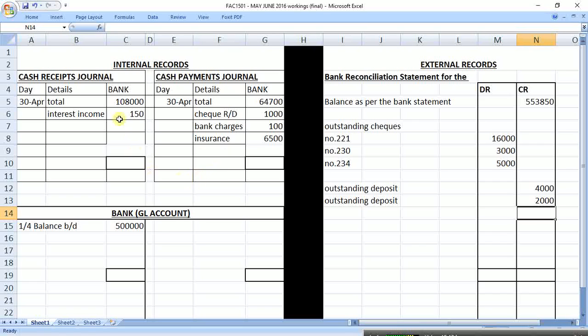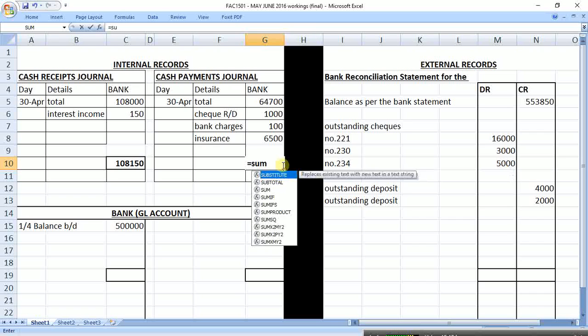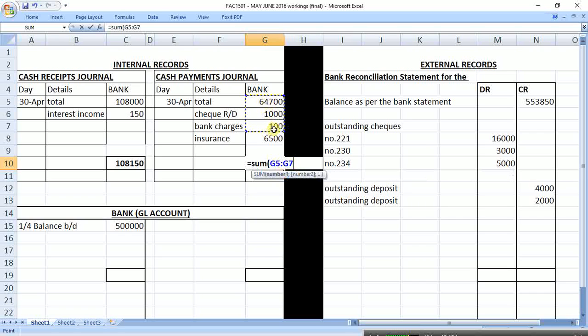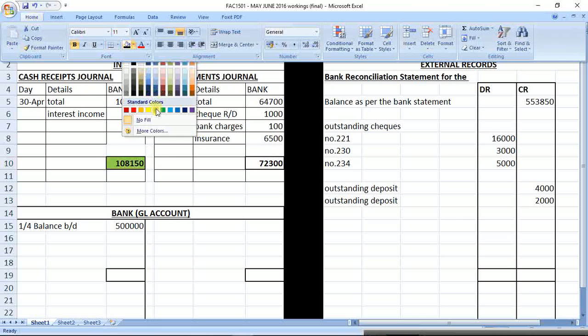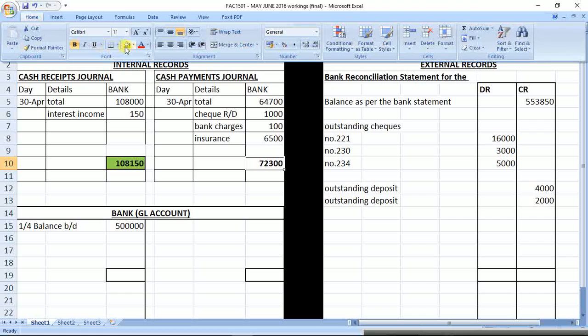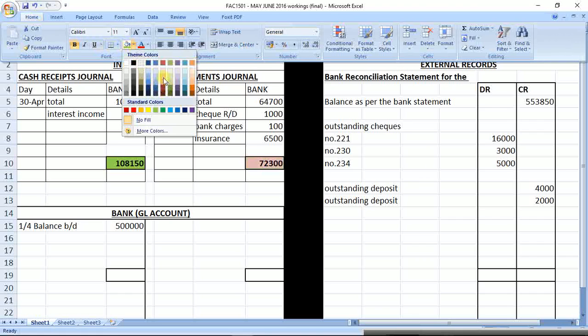Right, have you completed the question? Yes. What do we do now? Tally up. Okay, so how do I tally up? Add everything here. If I sum up those two amounts, I get that. There's the total for the receipts. There's the total for the payments. Where do the receipts go?